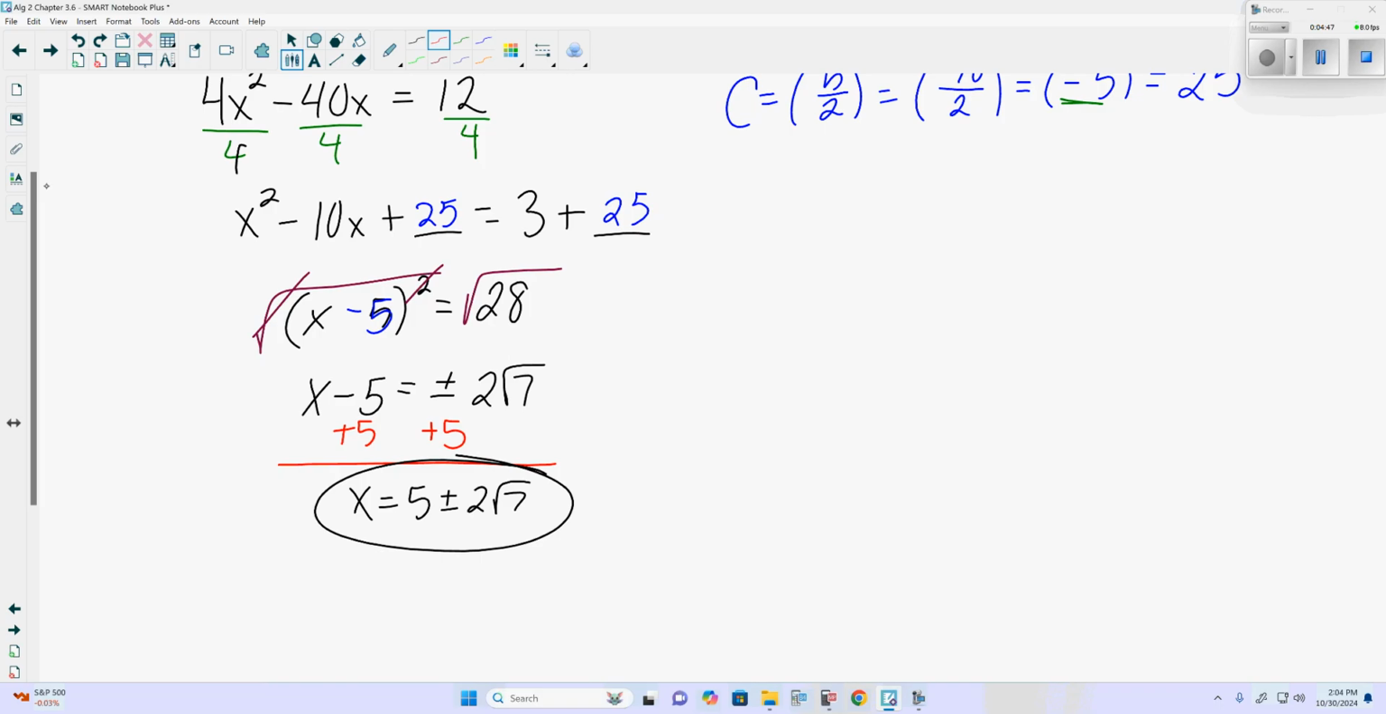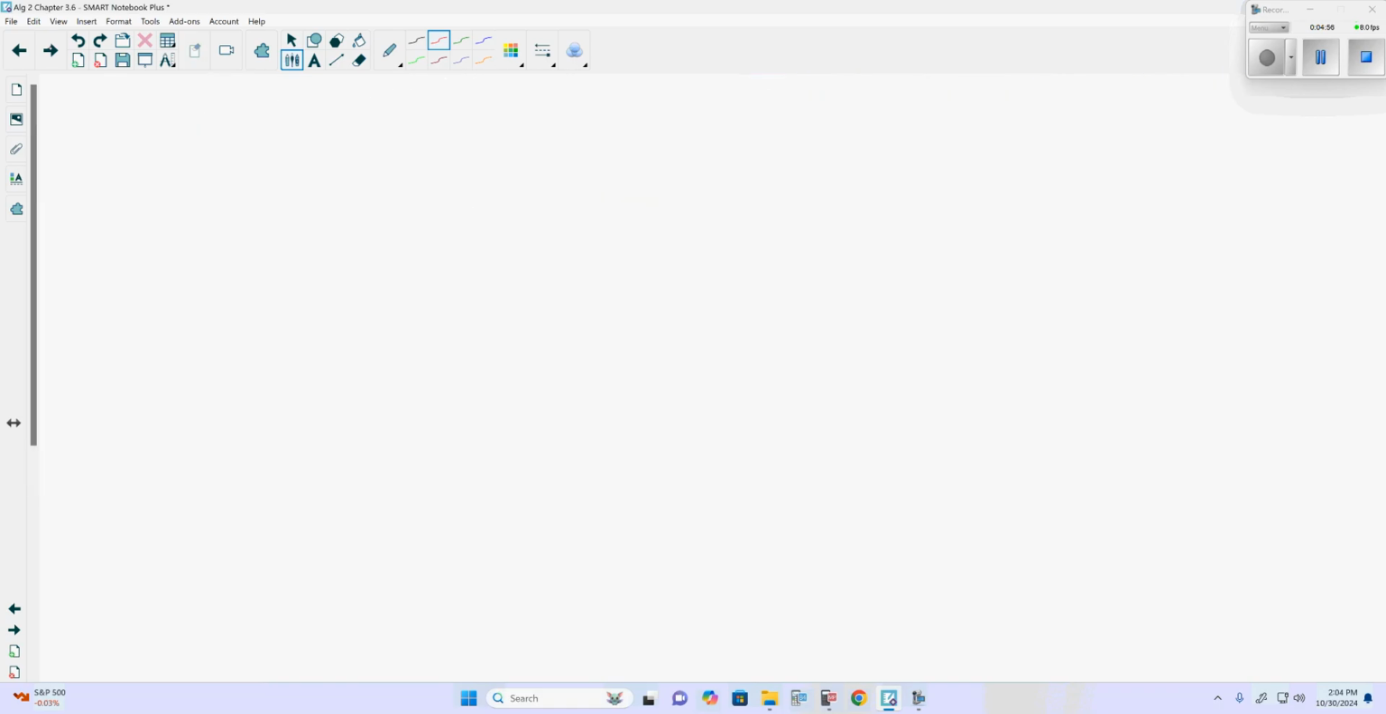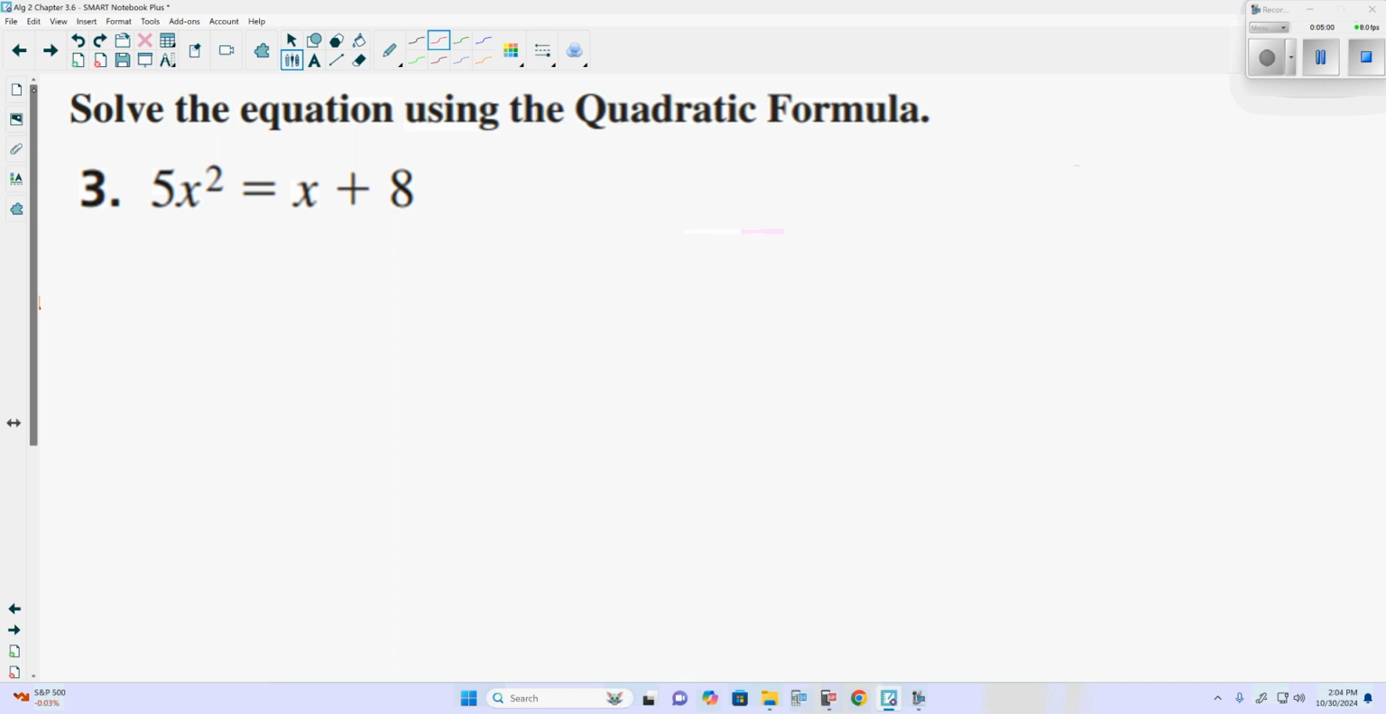Questions on any other problems? Good so far? All right. I believe this is the problem we left off on. Yes, 5x squared equals x plus 8. Yeah, we did just the first page.